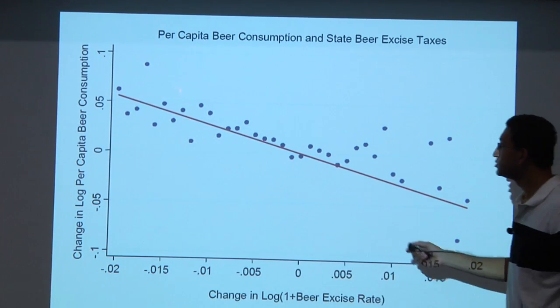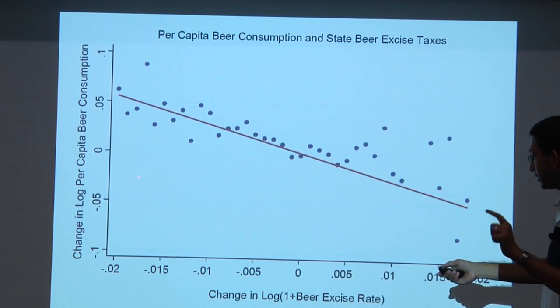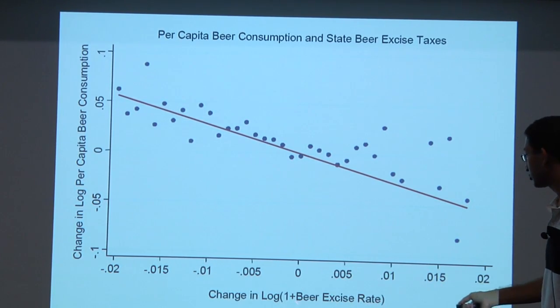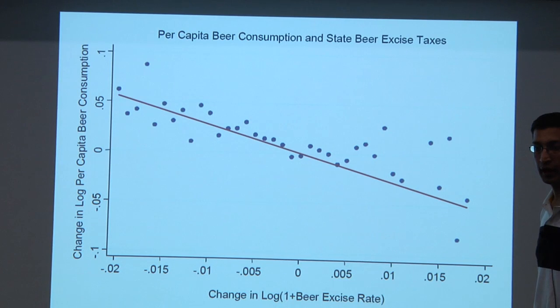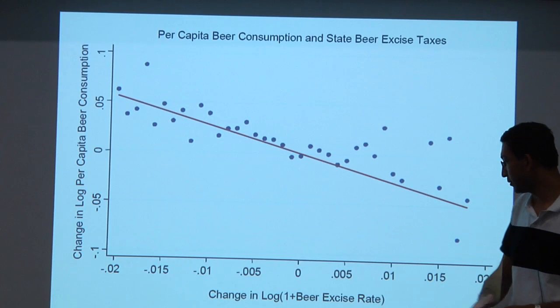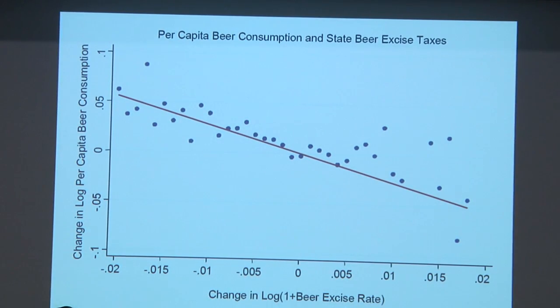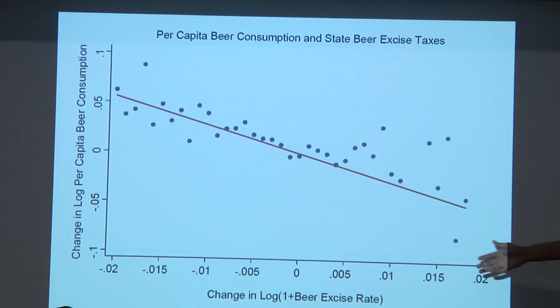Okay, so change in per capita beer consumption on the y-axis, growth rates at the state level, year on year. Change in the gross of tax price of beer with the excise tax on the x-axis, right? Now remember that I've used the gross of tax price on the x-axis precisely because that's what matters from the model in order for estimating theta, as we saw.